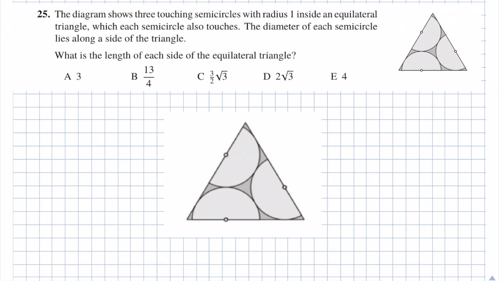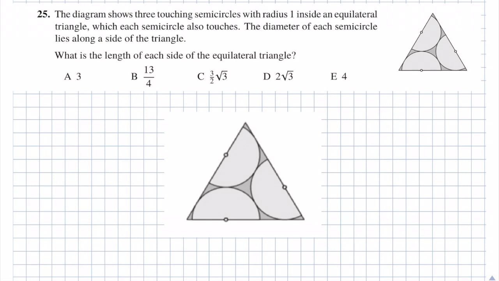Question 25. The diagram shows 3 touching semicircles with radius 1 inside an equilateral triangle, which each semicircle also touches. The diameter of each semicircle lies along a side of the triangle. What is the length of each side of the equilateral triangle? We've got answers: A is 3, B is 13 over 4, C is 3/2 of root 3, D is 2 root 3, and E is 4.